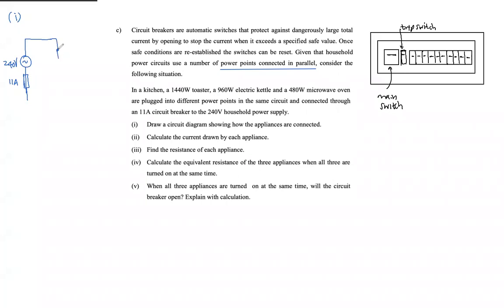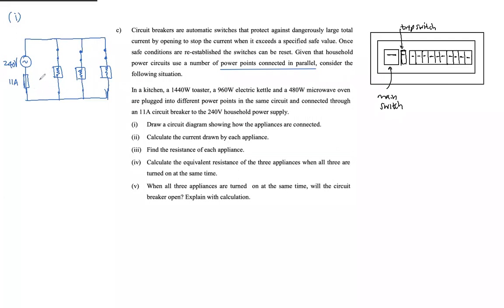So let's say the switch is on for the toaster, then you have the electric kettle, and then you have the microwave on. If they are working, that means the switch is on. So you have to think of the appliances as resistors like this.